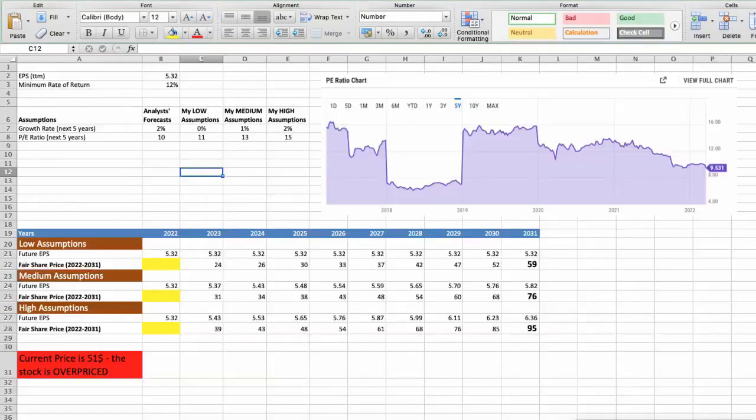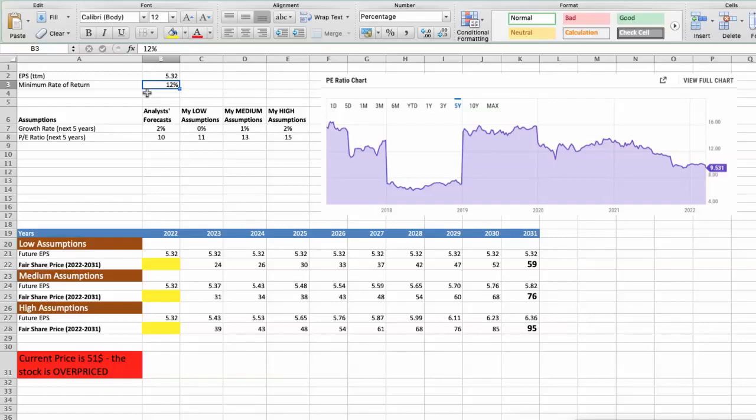Second model. Valuation based on earnings per share. This spreadsheet contains another financial data that we will use for the stock valuation. The current earning per share price for the company is 5.32. Minimum rate of return. I will use 12%. Because when we invest in individual stocks, we are looking for a higher return than the S&P 500.